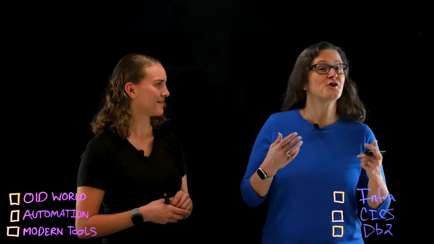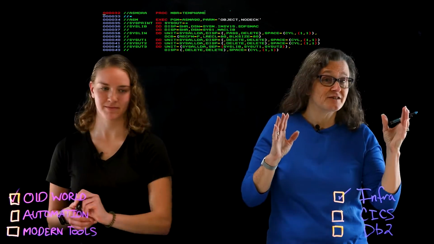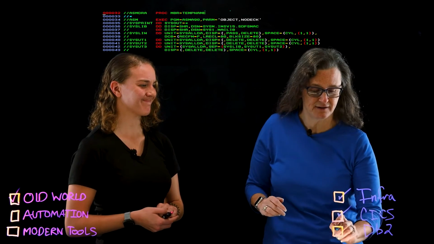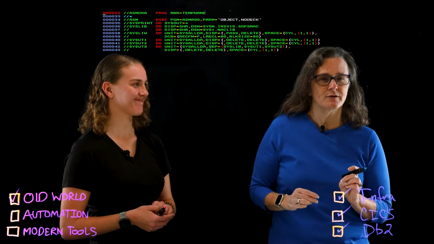Rosalind? Yeah, so in my world, the traditional world, to build infrastructure, we have JCL. We have to modify it, get changes. To do CICS regions, we have JCL to do it. DB2, yes, again, more JCL. Let's go a little bit more into this example.